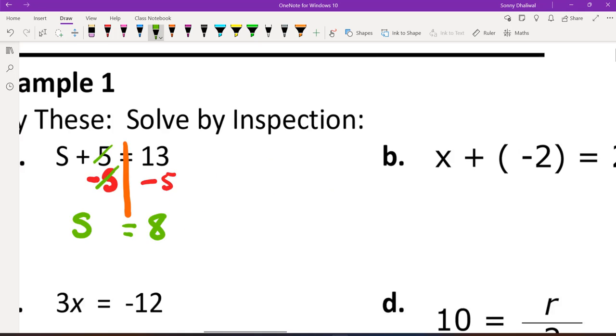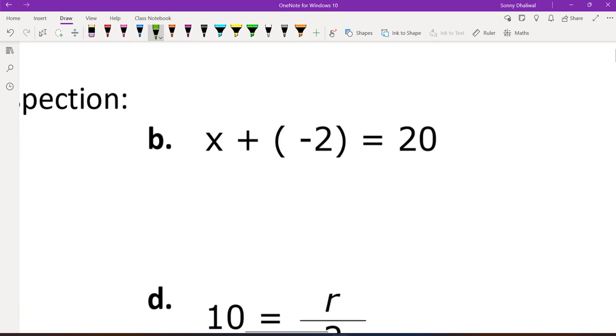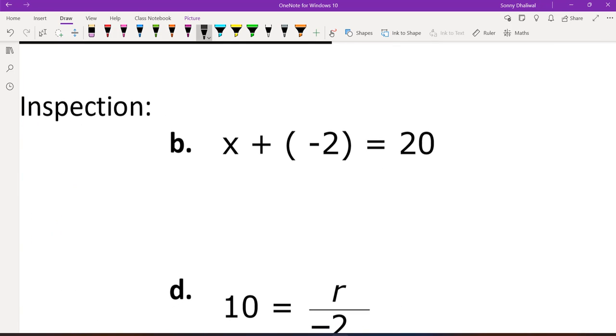Okay? Now let's look at this question here. We're going to split it at the equal sign. Okay? We're saying the left side is equal to the right side. We focus on the side where the letter is, and we need to remove all the numbers there. So we have a plus negative 2 there that we need to get rid of, so it's all by x by itself. So what's the opposite of adding negative 2?